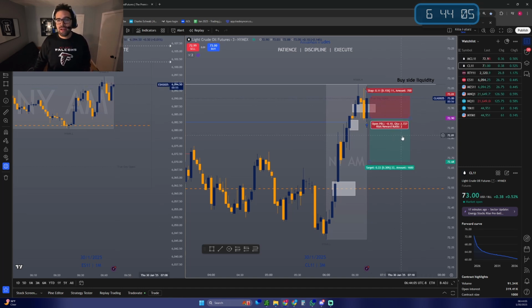Again, we're starting out on the losing side, but hopefully we can make this one back up. Again, it was a trade. Can't be mad about it. Just got to take those, and eventually the probabilities will play out. We'll be back.